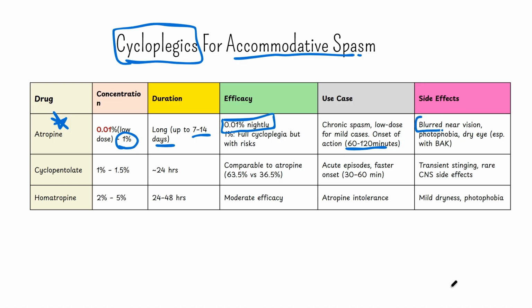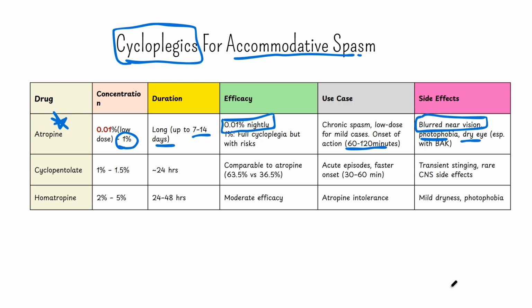It can cause blurred near vision, obviously, because you are actually preventing the accommodation, and accommodation is necessary for near vision, and therefore post cycloplegic treatment the patient is going to have blurred near vision. Another thing is the mydriasis, which is associated with atropine, that will cause sensitivity to light and it will cause photophobia.